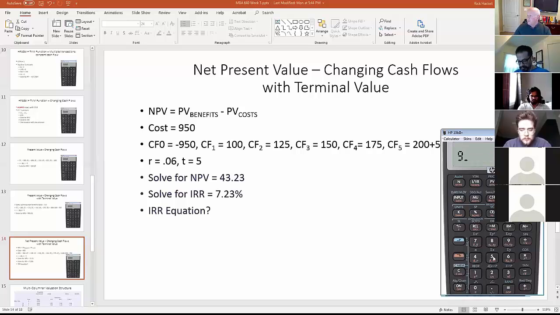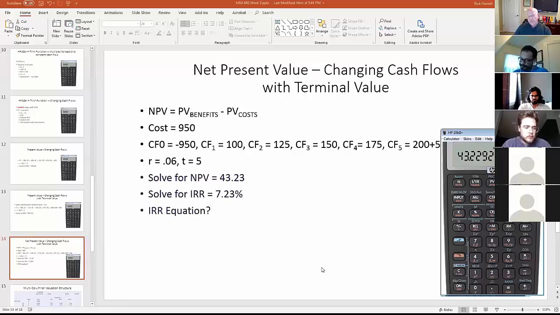So 950. It's cumbersome doing this on the screen like this with the mouse, but it helps you see the keystrokes. So 950, 100, 125, 150, 175, and then 700, and then 6 interest per year. And now the net present value of 43.23.